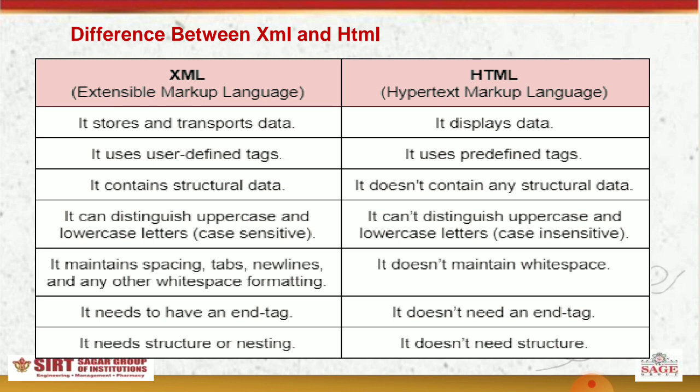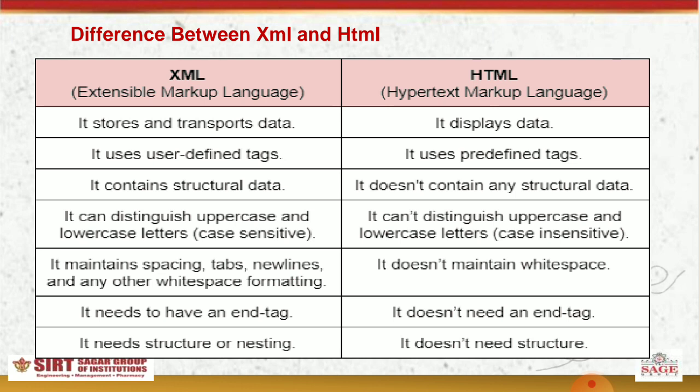XML is Extensible Markup Language. HTML is Hypertext Markup Language. XML is used to store and transfer data, and HTML is used to display data. XML uses user-defined tags, and HTML uses predefined tags. XML contains structured data. HTML does not contain any structured data.